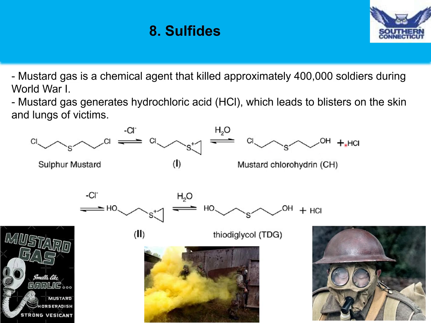This results in an HCl byproduct. The reaction can be repeated again, where the sulfur attacks the other carbon with the chlorine leaving group, forming a sulfonium salt. Water once again attacks the sulfonium salt and forms a final product for the mustard gas, as well as a second molecule of HCl.